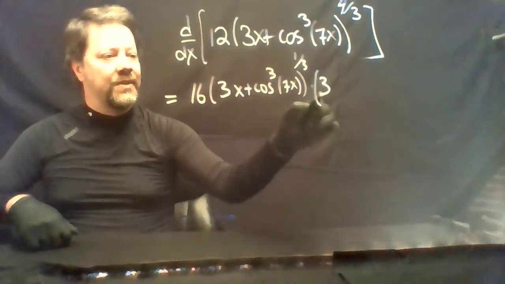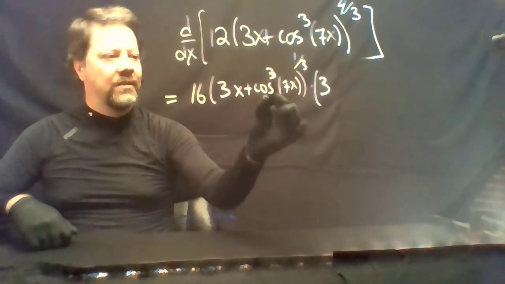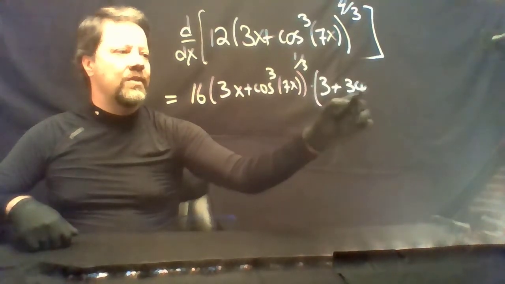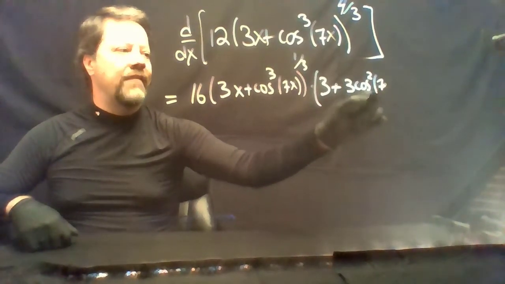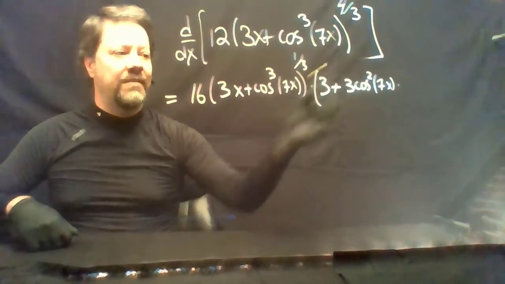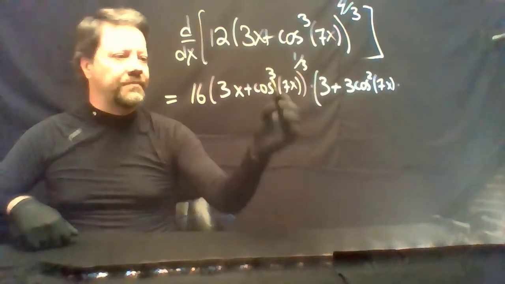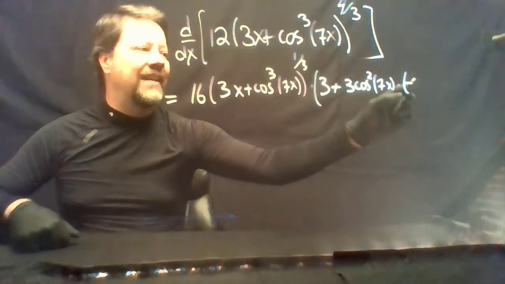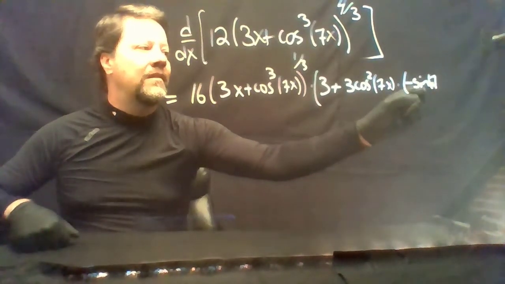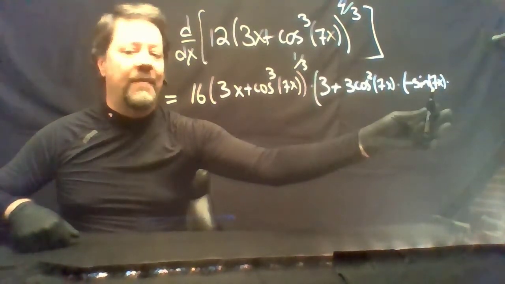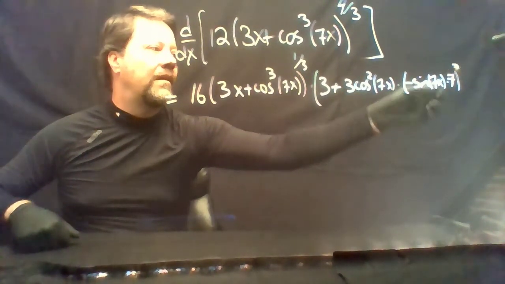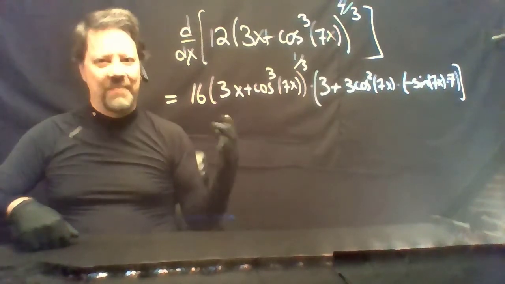Derivative of the first term is 3. On the next term, we have to take care of this power first. So it's 3 cosine squared of 7x times, the parentheses here will be critical, the derivative of the cosine next, which is going to be negative sine of 7x. But then you have to multiply by the derivative of 7x, which gives you one more factor of 7. Make sure you get the parentheses right.